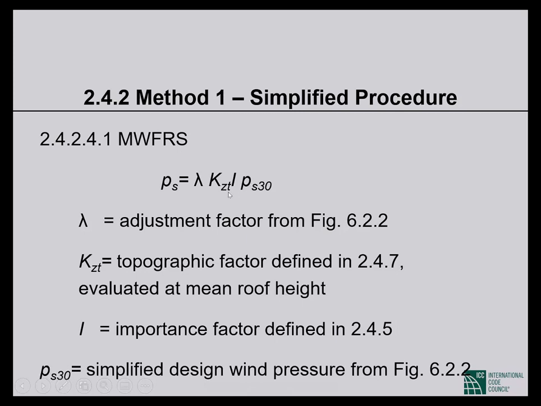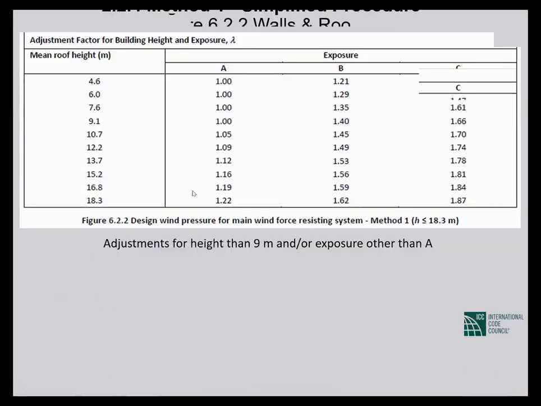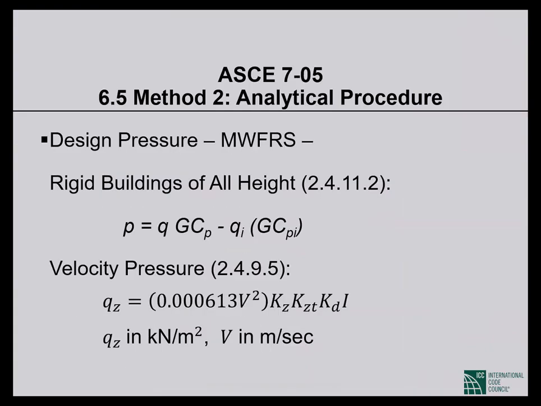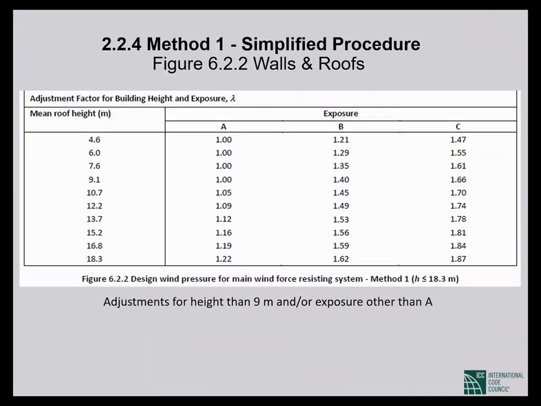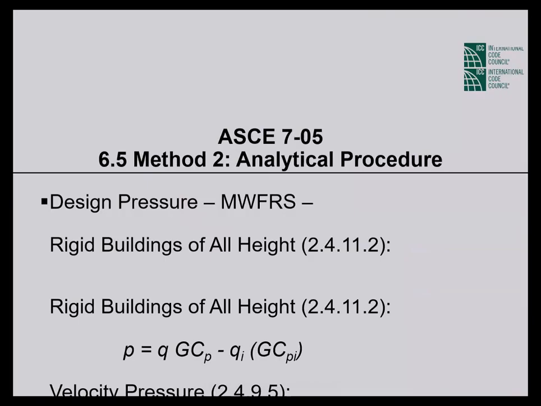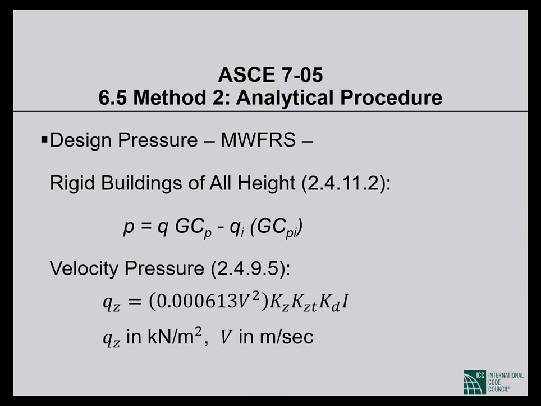Importance factor you are familiar with, K_zt you are familiar with. P_S30 is for exposure A, 30 feet of mean roof height. If you have any other exposure or other mean roof height, this is the adjustment factor that is given by the table that I just showed you. Okay. So this is method 1.